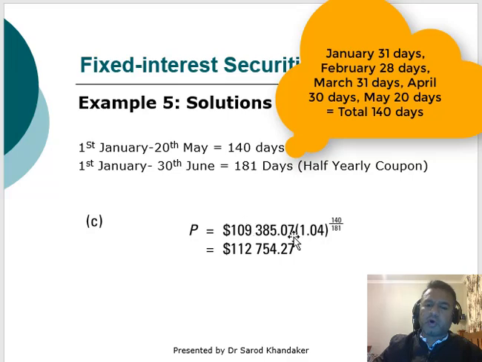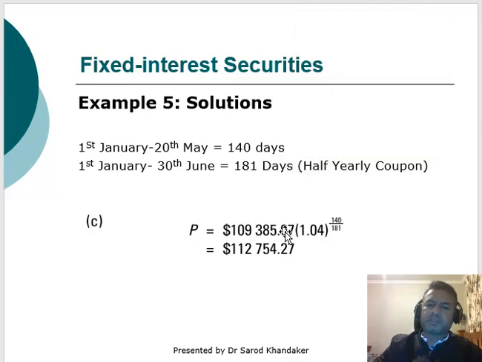So you already have the numbers for the price of the bond, and for the last part we simply put 1 plus 0.04, where 0.04 is the interest rate in the market or yield, power k. K is 140 divided by 181. If you solve it, we find the price of the bond in the market will be 112,754.27. Hopefully you understand this calculation.